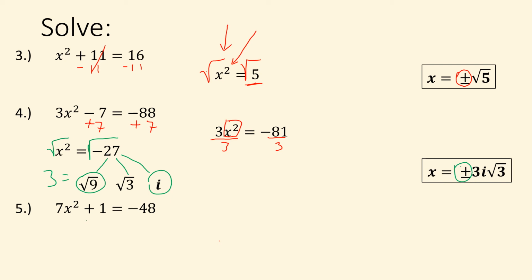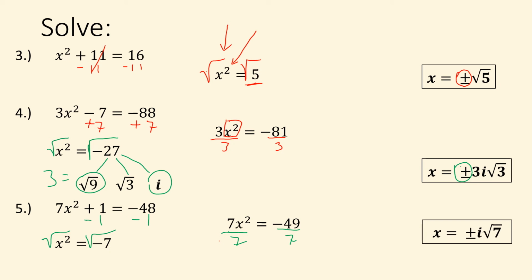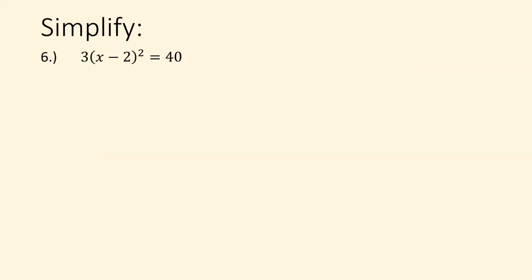All right, number 5, minus 1. 7x squared equals negative 49. Divide, x squared equals negative 7. Square root, square root. We have i radical 7 with that plus minus in front of it. I know you guys get it. There's one more problem because this combines a lot of the things that we've done in this section.